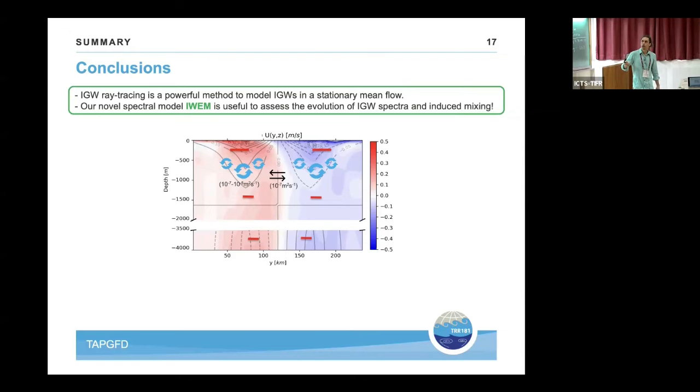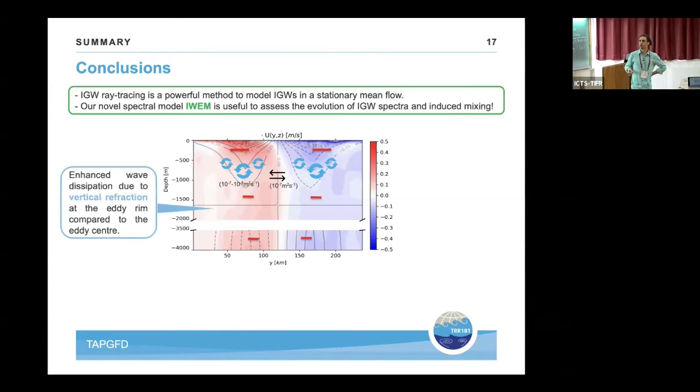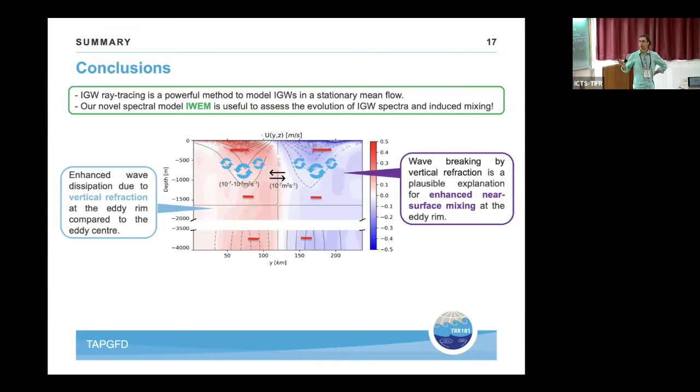Now, we developed IBEM, a novel numerical spectral model, to assess the evolution of internal gravity wave spectra in an eddy, or any kind of situation. It is fairly easy to use and to adapt to different scenarios. It is useful to evaluate the evolution of the whole spectrum and also to infer the diffusivities or the induced mixing. In our simulations, I have shown that there is enhanced wave dissipation due to vertical refraction at the eddy rim compared to the center, and that the wave breaking by vertical refraction is a possible explanation for enhanced near-surface mixing at the eddy rim.